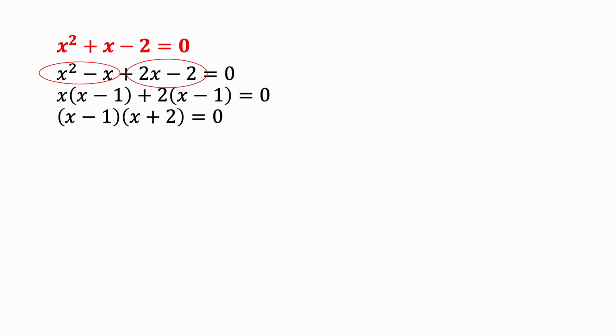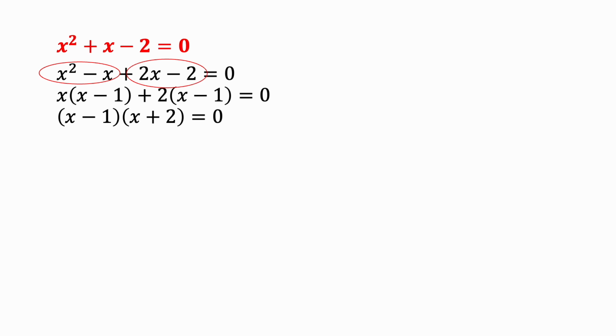Now, if you look at this again, we just need to pull out that x minus 1 and that x plus 2, and we end up with x minus 1 times x plus 2 equals 0. Because x minus 1 is common to that equation, right? So you factor that out, you end up with x minus 1 times x plus 2 equals 0.